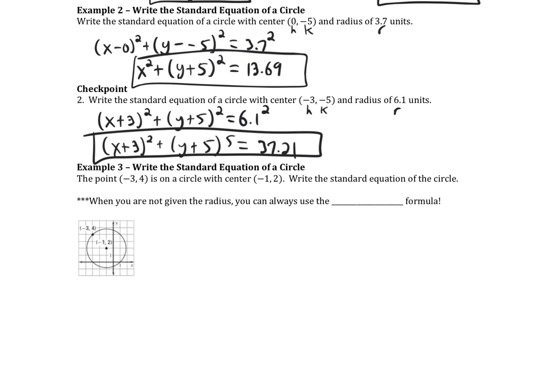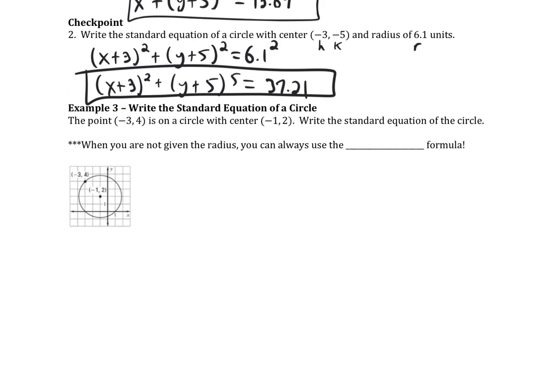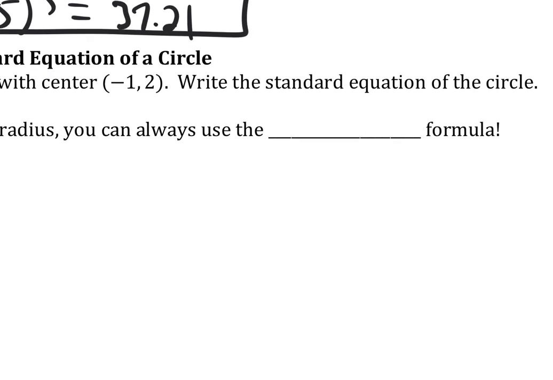Okay, for example 3, and I guess checkpoint 3, sometimes we are looking for the radius. We're given different parts of the equation here, and we're looking for different parts. So it says for this one here, the point negative 3, 4 is on a circle with center negative 1, 2. Write the standard equation of the circle. Okay. So in this case, we're actually going to have to solve for the radius. We don't know what that is. And we're going to use the distance formula for this.